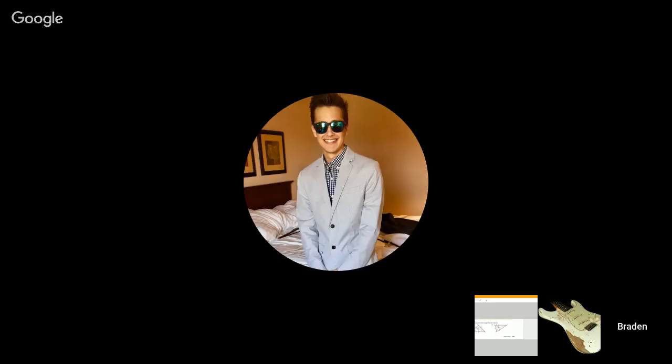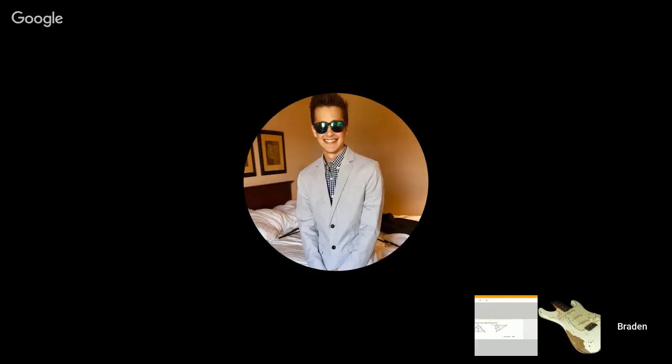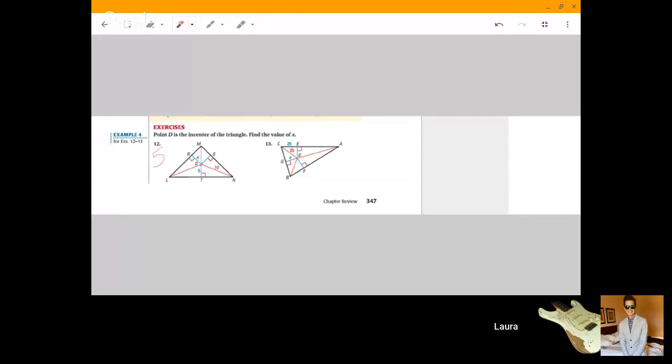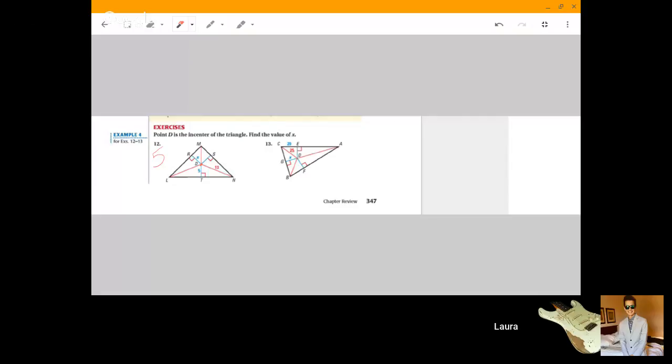Oh, so it's just 5. Number 12 is just 5. Oh, that's easy. And then X. X is going to be 5 again, right? No. You got to figure this one out. This one, you don't know any of the blue lines. So you got to figure out, if you can figure out one of the blue lengths, all of them will be the same because the distance from D to the side is always the same.